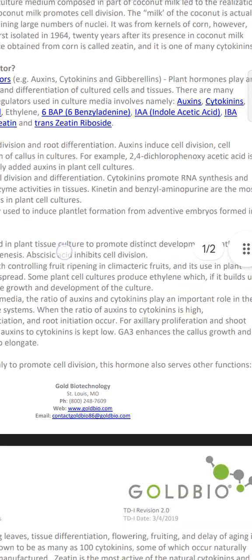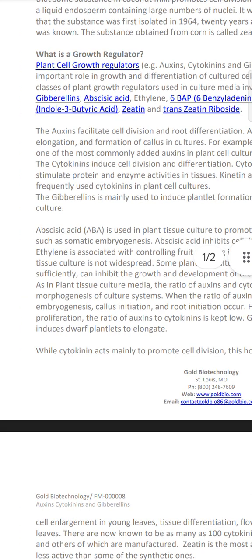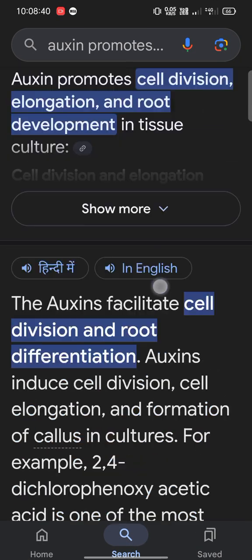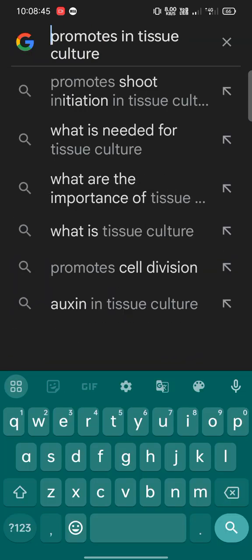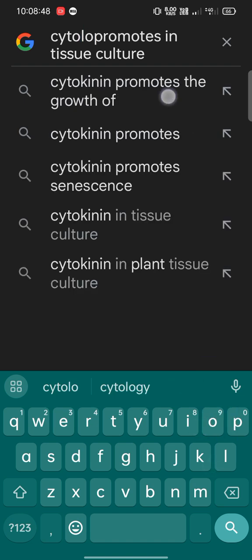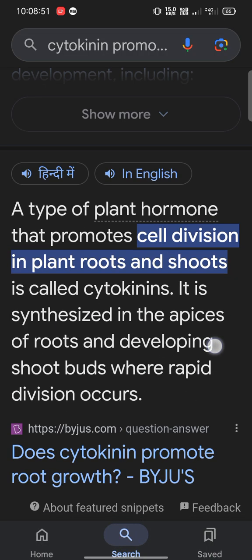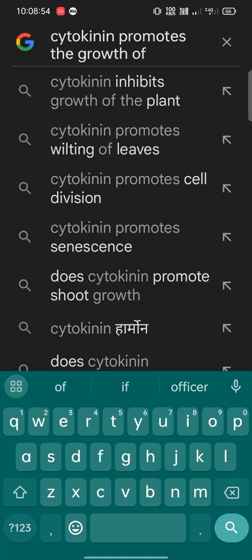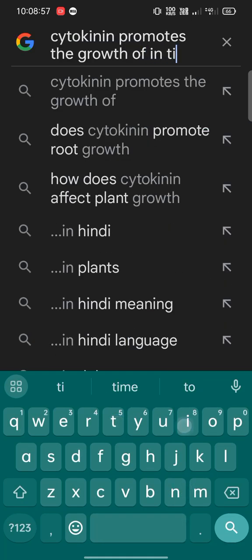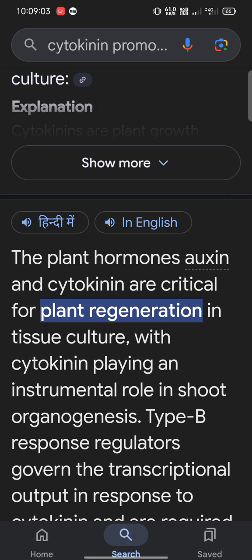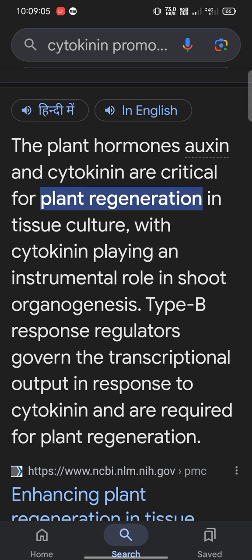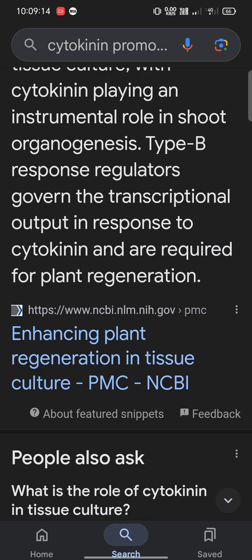Similarly, auxin promotes root and cytokinin promotes the growth of shoot in plant tissue culture. Cytokinin gives shoot organogenesis, auxin root organogenesis. It will increase the upper part.